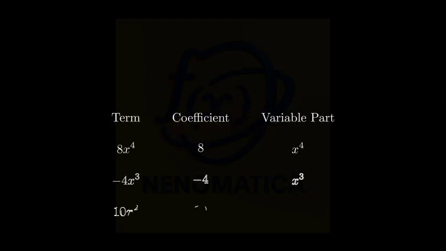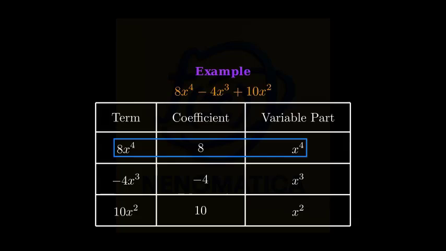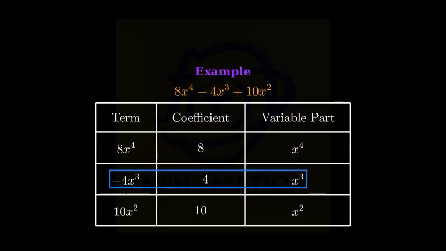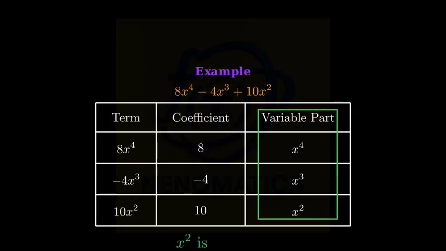Let's look at each term. 8x to the fourth has a coefficient of 8 and an x with exponent 4. Negative 4x cubed has a coefficient of negative 4 and an x with exponent 3. 10x squared has a coefficient of 10 and an x with exponent 2. The common factor in all terms is x squared, since 2 is the smallest exponent of x in all terms.